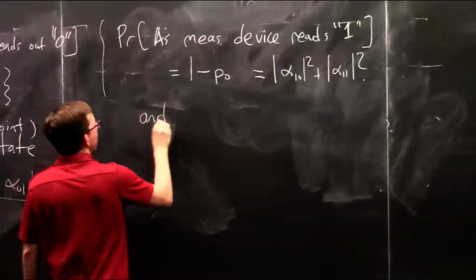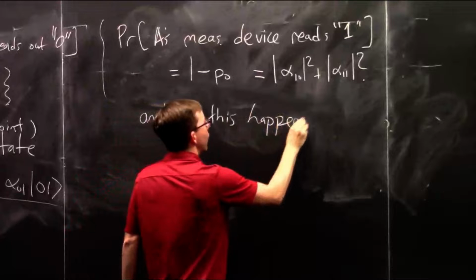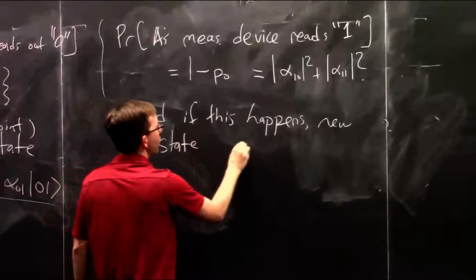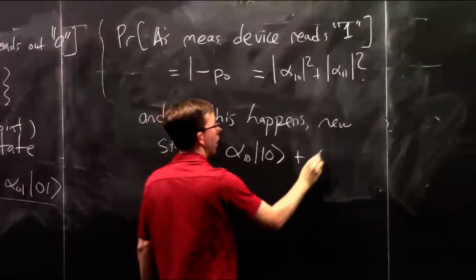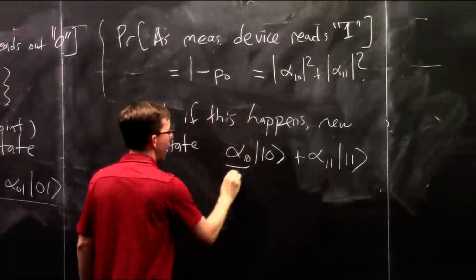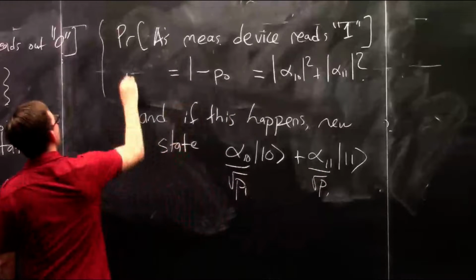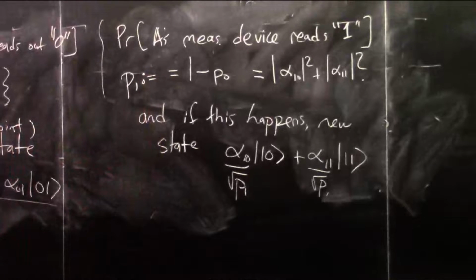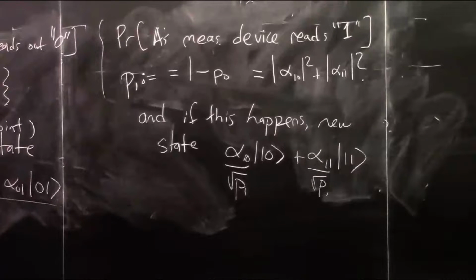And if this happens, the new state is the same thing. You just retain the piece that's consistent with what the measurement outcome was, and then you normalize it so that it's actually a unit vector, a state vector. Here I just invented the notation P1 for this. Okay. Any questions?